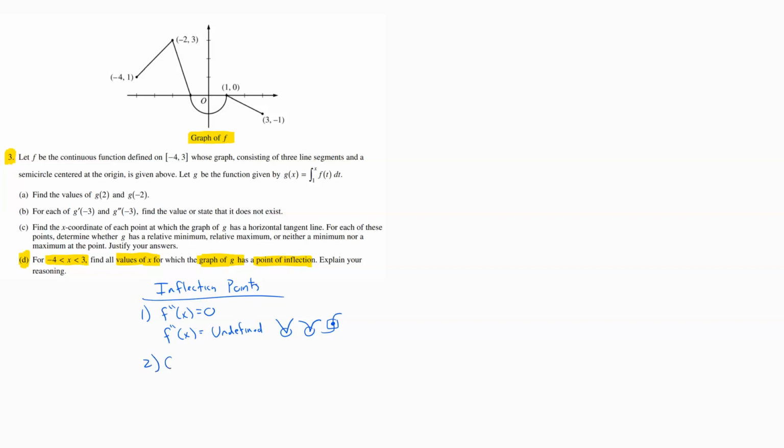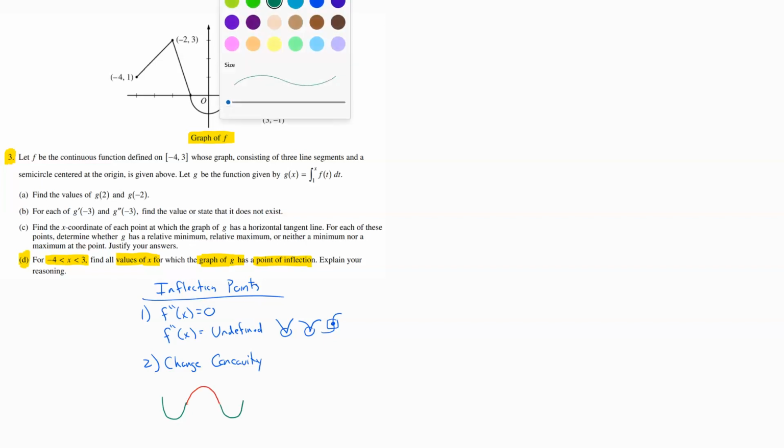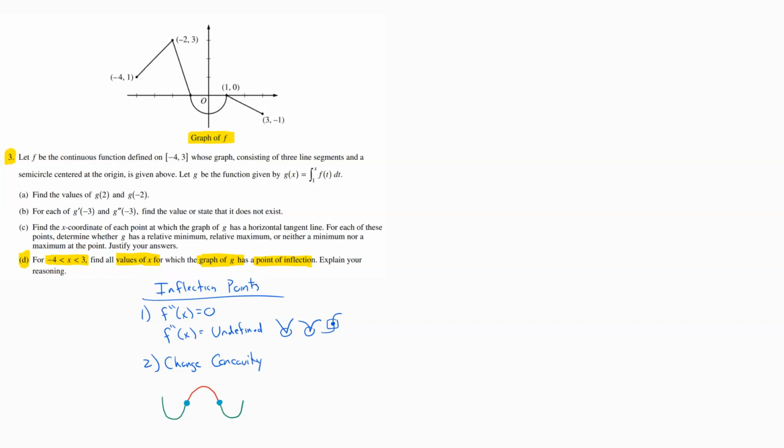The second thing that has to happen, it's got to do both of these things, is that it needs to also change concavity at those points. That means the graph needs to either change from concave up into concave down, or concave down into concave up. It's only those points that are going to be the places where we would have inflection points. So it has to do both number 1 and number 2.